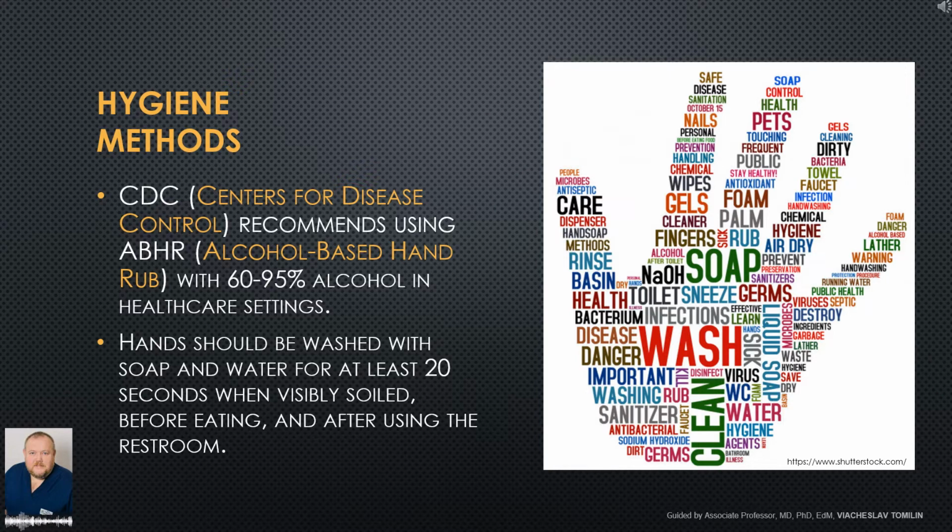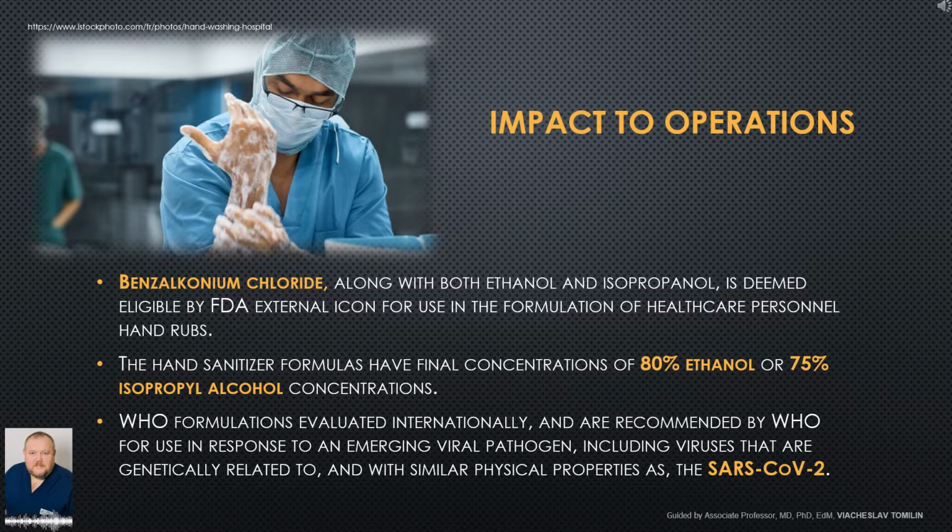Hygiene methods. CDC recommends using ABHR, alcohol-based hand rub, with 60 to 95% alcohol in healthcare settings. Unless hands are visibly soiled, an alcohol-based hand rub is preferred over soap and water in most clinical situations due to evidence of better compliance compared to soap and water. Hand rubs are generally less irritating to hands and are effective in the absence of a sink. Hands should be washed with soap and water for at least 20 seconds when visibly soiled, before eating, and after using the restroom.